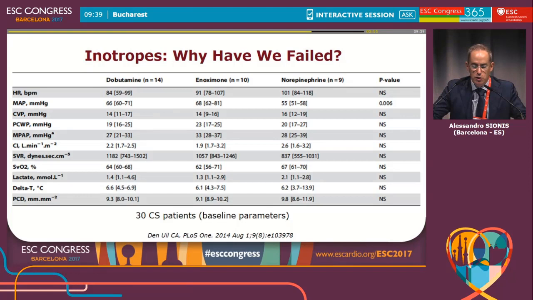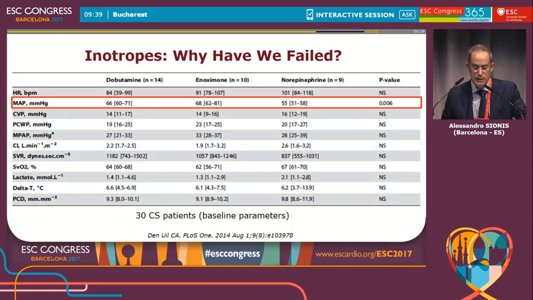What they did here was they had 14 patients that were treated with dobutamine. They did the before and after, 10 with enoximone, and 9 with norepinephrine. And as you can see here, the baseline parameters were pretty similar in all patients, except for the mean arterial pressure that was lower in patients that were treated with noradrenaline.